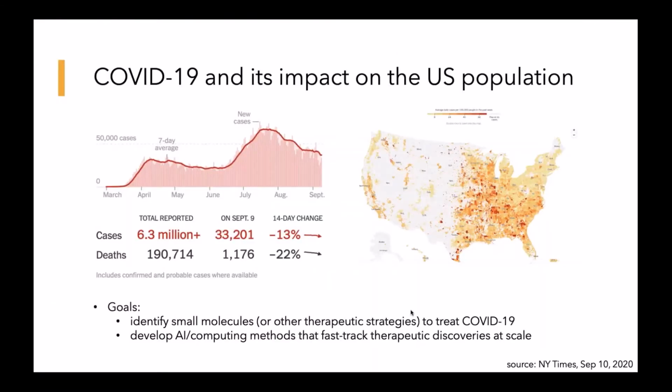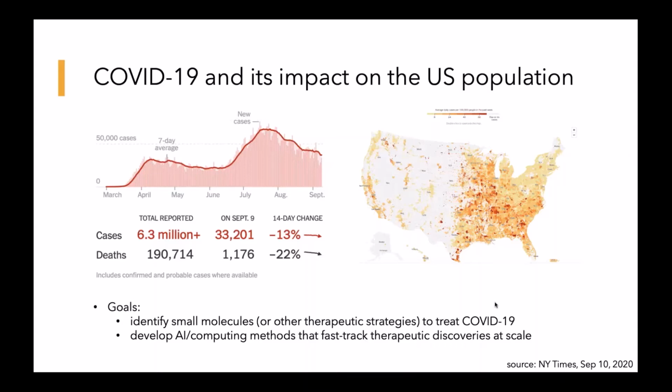So in terms of the US alone, if you just look at the number of people that have been infected, nearly 6.3 million people have been infected as of September 10th, 2020. And you can see that the curves are going down, but still the infection rates are quite high. With this whole situation, the importance of identifying small molecules or therapeutic strategies to treat COVID-19 becomes almost critical.